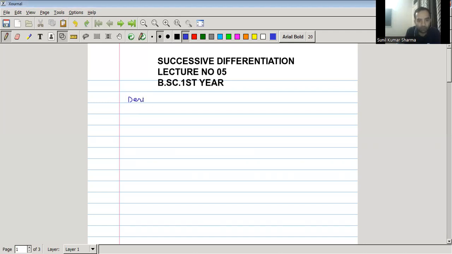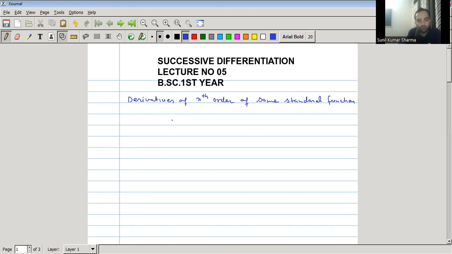Derivatives of nth order of some standard functions.